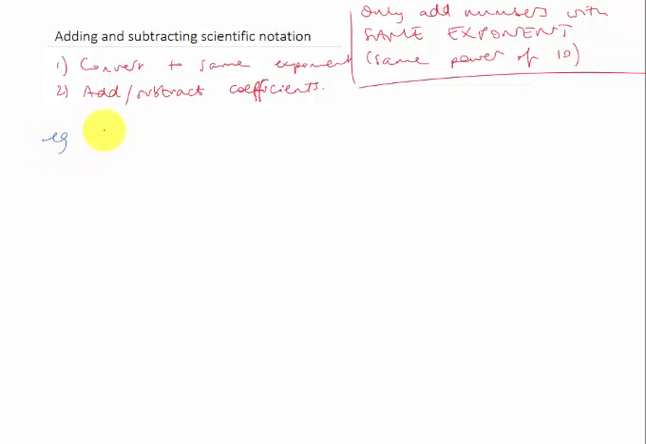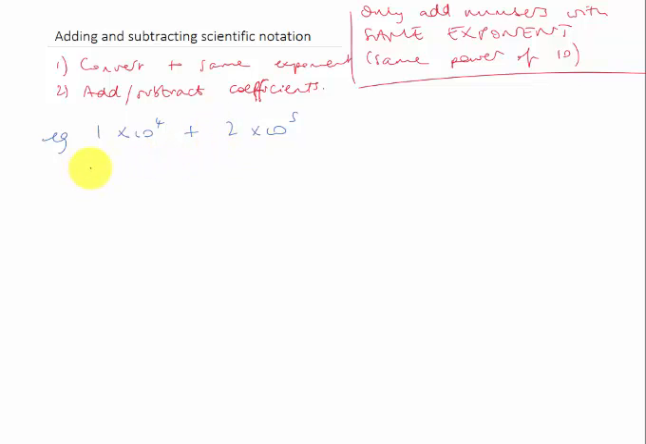So for example, how about if we've got 1 times 10 to the 4 plus 2 times 10 to the 5. So we have choices here. We can either change them both to 10 to the 4 or to 10 to the 5. So let's do both. So the first thing we could do is to change this. Let's do it in 10 to the 4 first.